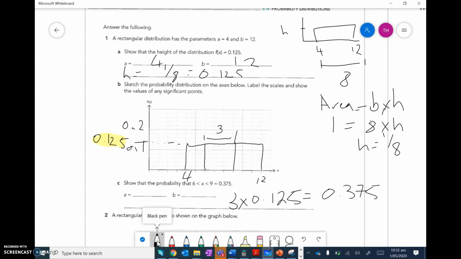0.375. If I left that as 1 over 8, I could have just gone 3 times 1 over 8, which gives me 3 over 8, which is the same as 0.375. Other way of doing it is you could have gone, this is a distance of 3, this is a distance of 8, so my answer is 3 over 8, which is 0.375. Just as easy, or maybe even easier.